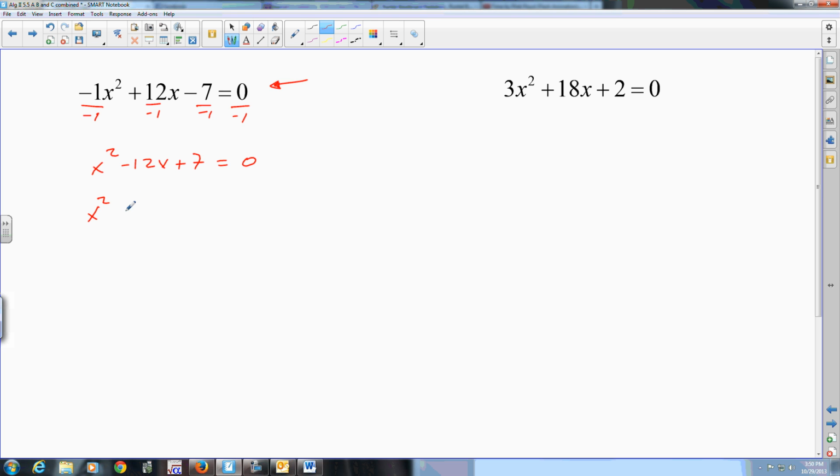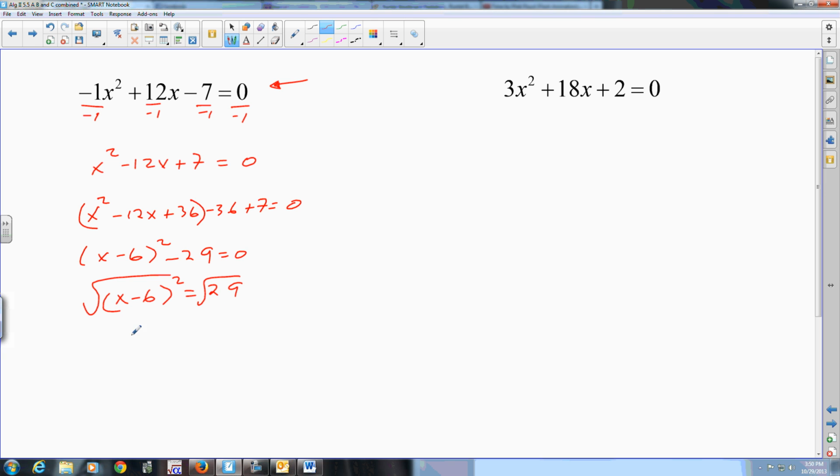So the leading coefficient is 1 now, so you can just take half the middle. Negative 6 squared is 36, plus 36 minus 36 plus 7 is equal to 0. First 3 make a perfect square: x minus 6 squared, and then that would be minus 29 equals 0. Add the 29. Take the square root, don't forget the plus and the minus. X minus 6 equals plus or minus the square root of 29. And then to finish, add the 6. X is equal to 6 plus or minus square root of 29. Okay?